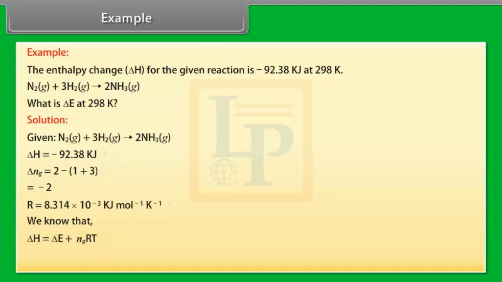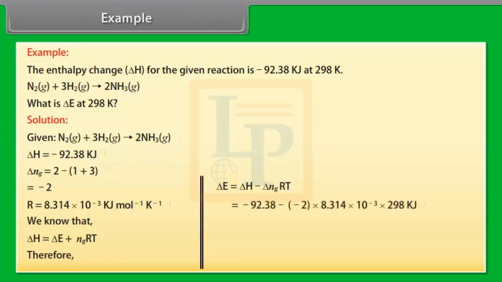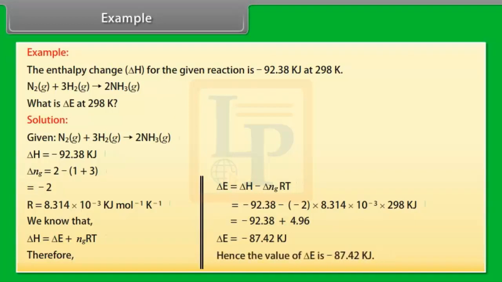We know that delta H is equal to delta E plus delta Ng RT. Therefore, delta E equals delta H minus delta Ng RT. Now we put the values in the equation and calculate. We get the result delta E equals minus 87.42 kilojoule. Hence, the value of delta E is minus 87.42 kilojoule.